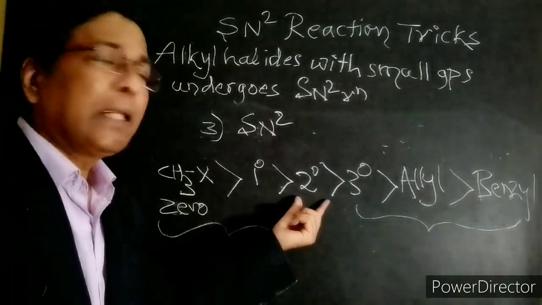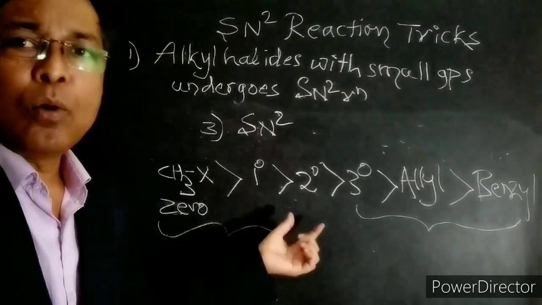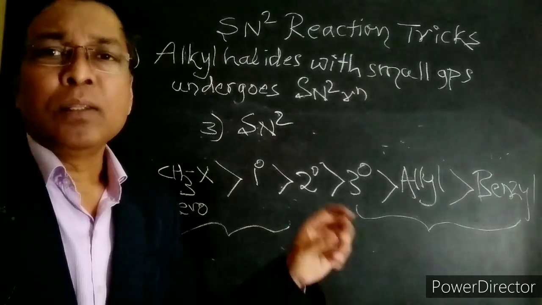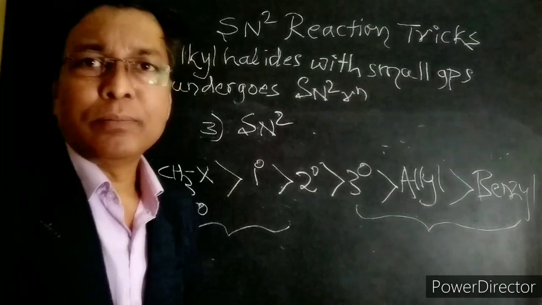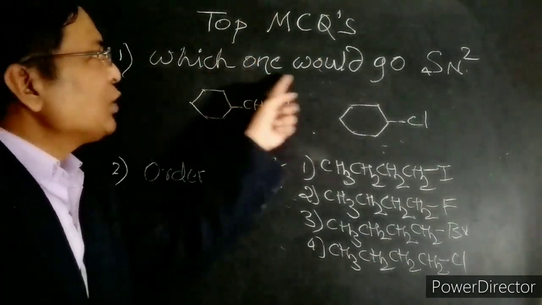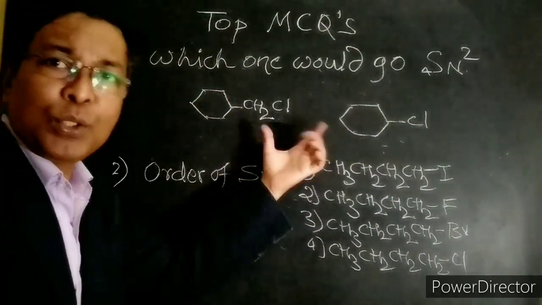And what about secondary alkyl halide? Secondary alkyl halide can undergo either SN2 or SN1. It depends upon the reaction conditions that we are going to see later. Now we will see top MCQs. The first question is, which one would go SN2 reaction between these two?